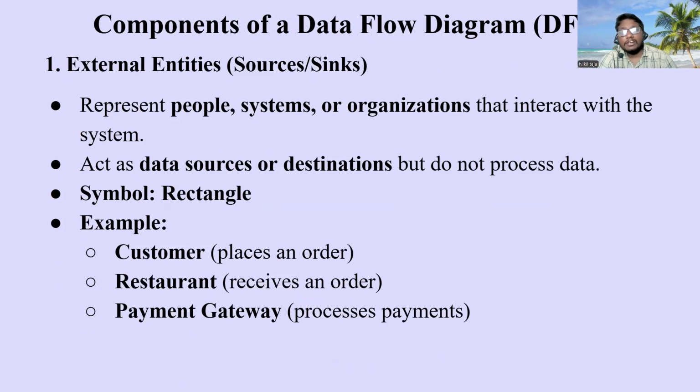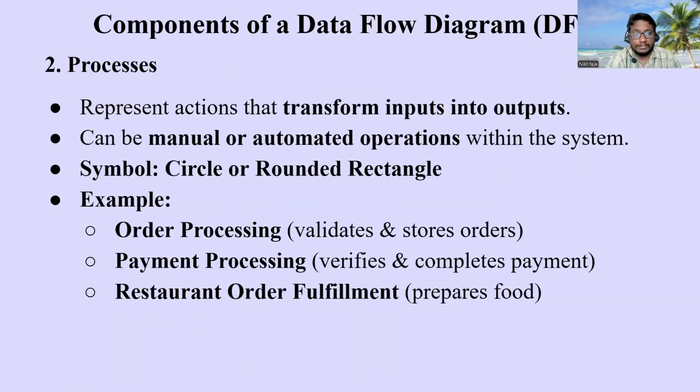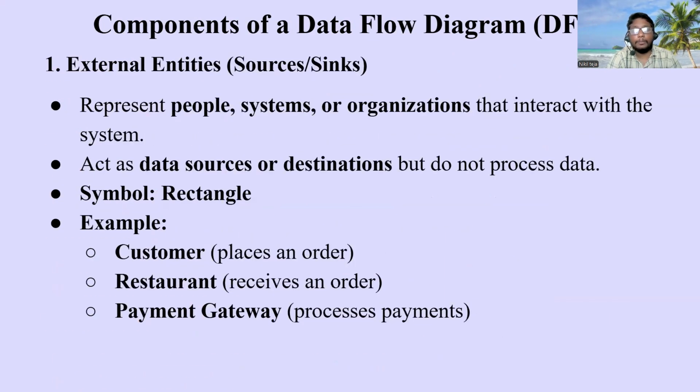First is the components of a data flow diagram. Like there are three levels, three types of diagrams. For all these three diagrams, there will be the same components. First are external entities, which represent people, systems, or organizations that interact with the system, right?